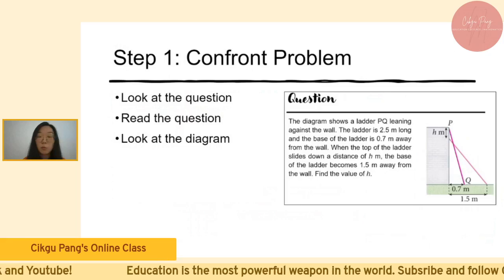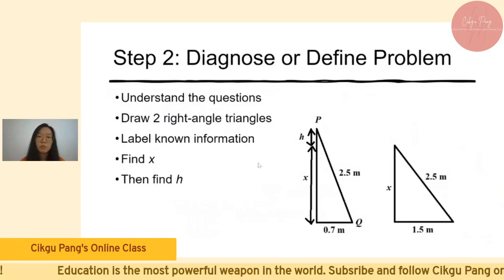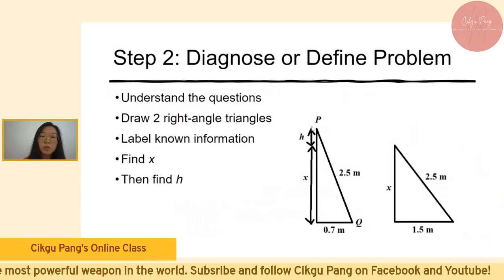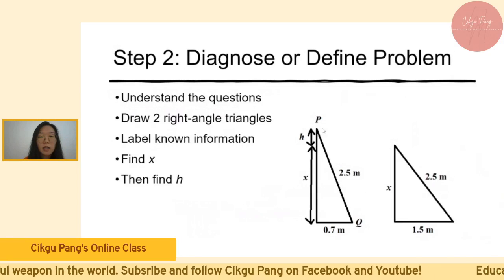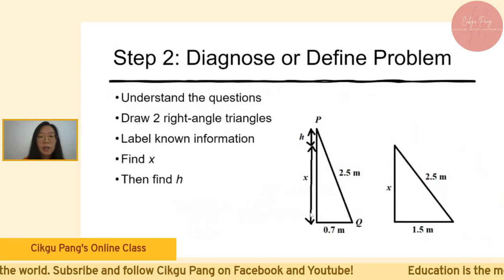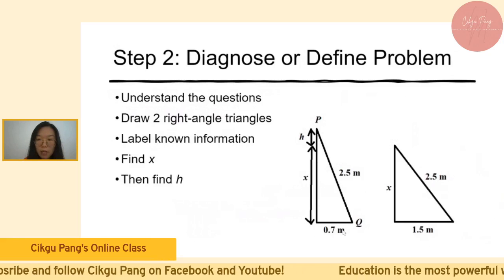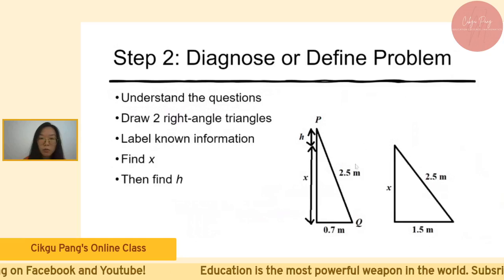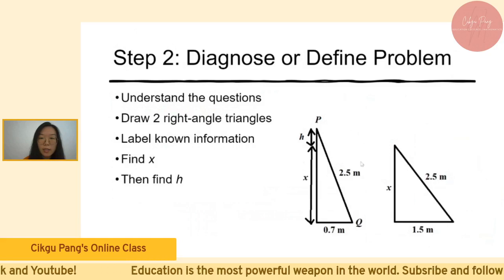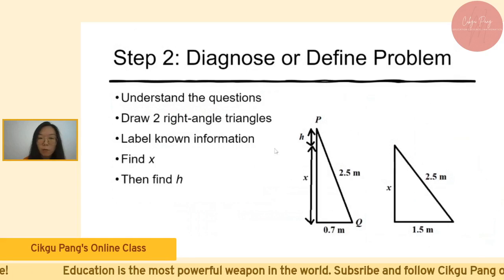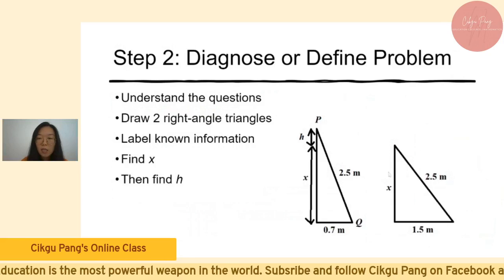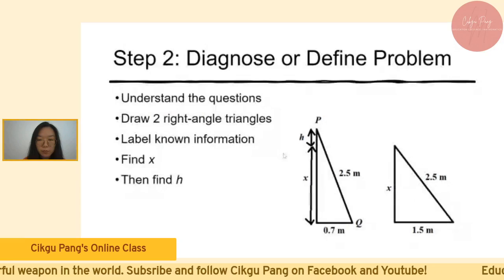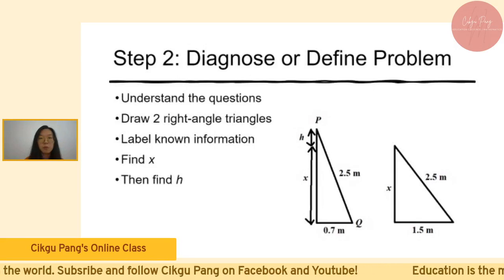So let's move to step 2. After you understand the question, you know that you should draw 2 right angle triangles, which is the base with 0.7 meter and the base with 1.5 meter. So we draw it and label the known information. From this picture, we know we have to find x. And then we find h. So now we can move to step 3 already.